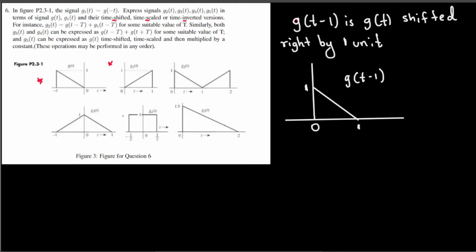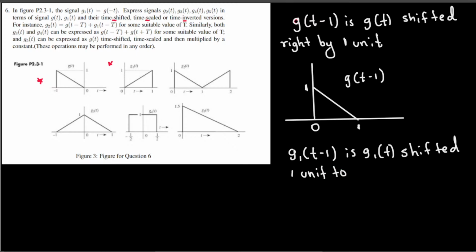Now we have to do the same thing for G1 of t. If you compare G1 of t and this signal, they look exactly the same, but the only difference is this one is shifted 1 unit to the right, because it's starting from 1 and this is 0. So if we shift G1 of t 1 unit to the right, we can get this one. So G1 of t minus 1 is G1 of t shifted 1 unit to the right.